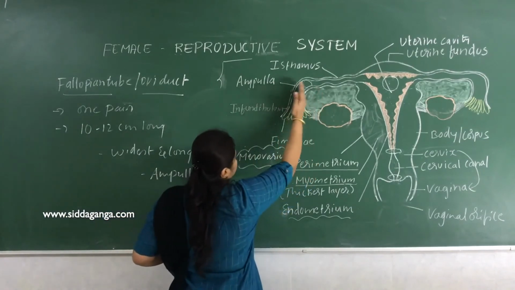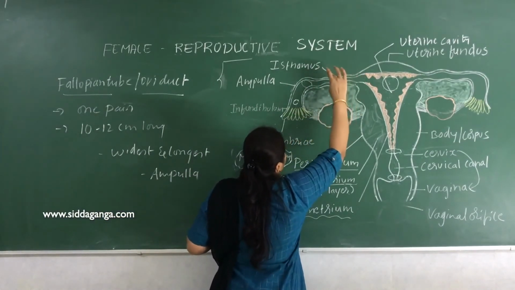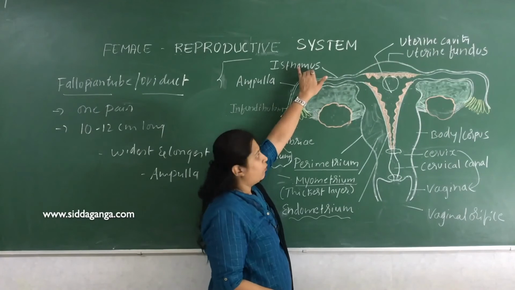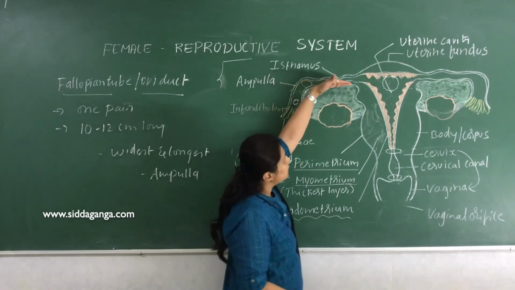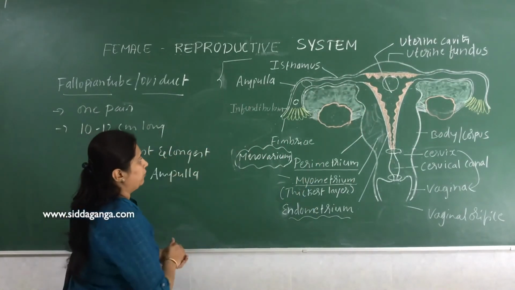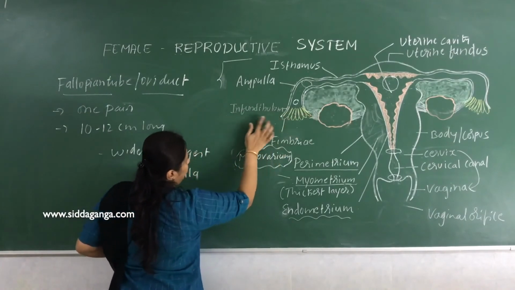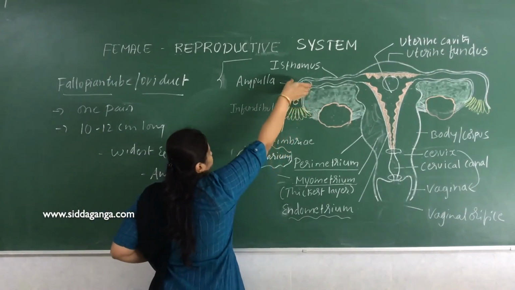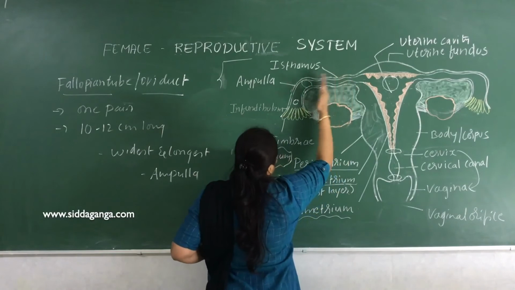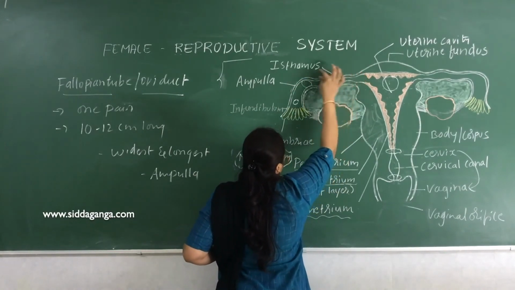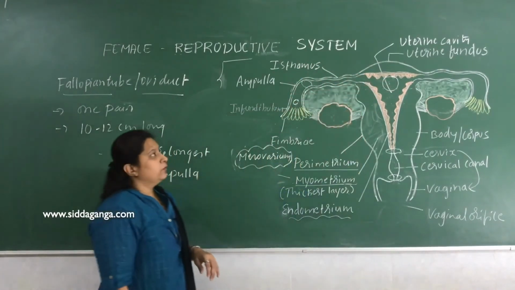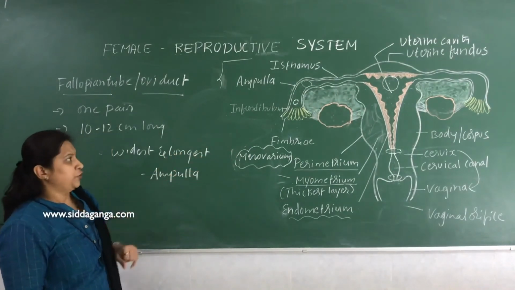The ampulla is followed by a narrow, short, thick region of the fallopian tube called the isthmus. What is it called? Isthmus. And the isthmus opens into the uterus. So these are the three parts of the fallopian tube. First is the funnel-shaped structure, the infundibulum. It is followed by the longest and widest part, the ampulla, which is followed by a narrow, short, thick region called the isthmus, and the isthmus opens into the uterine cavity. Okay, so this is the structure of the fallopian tube.